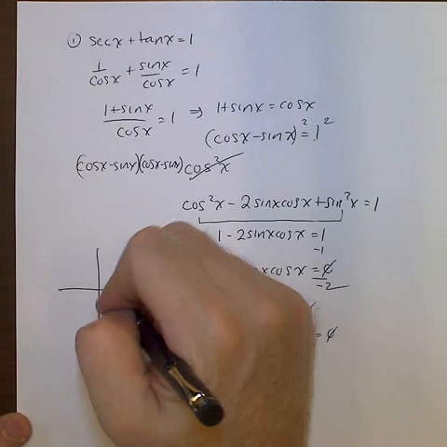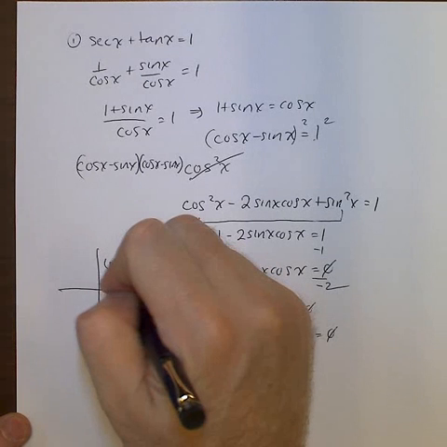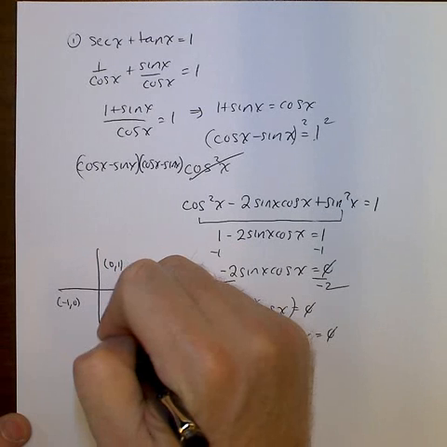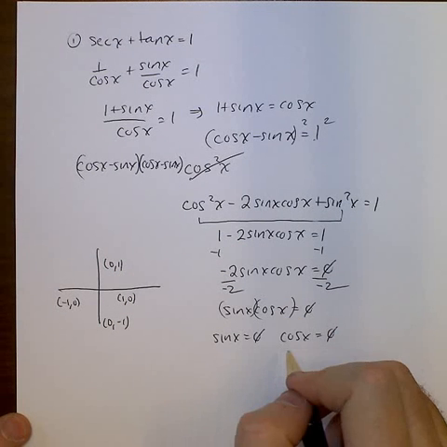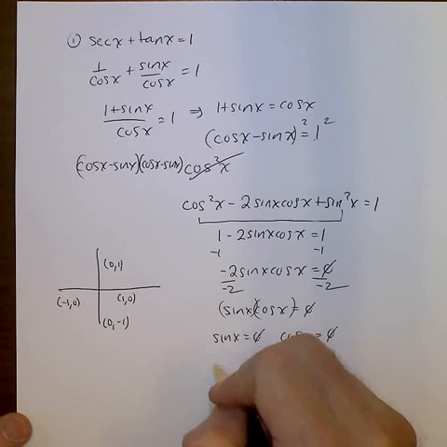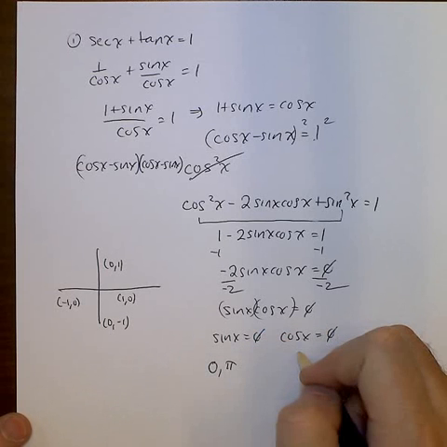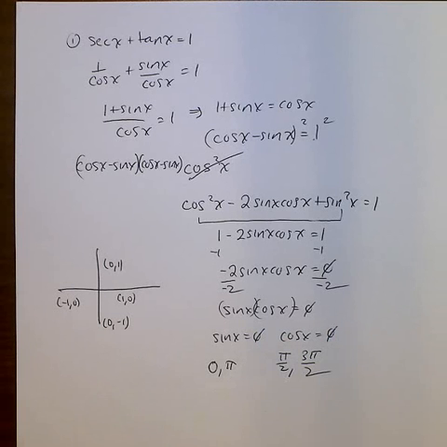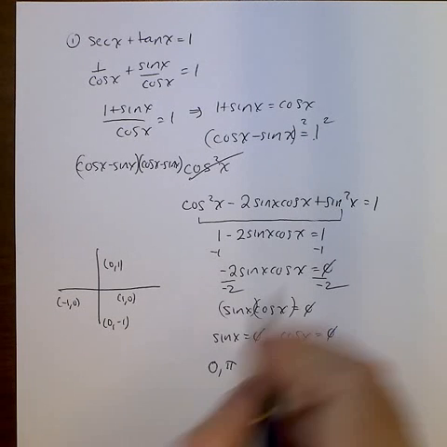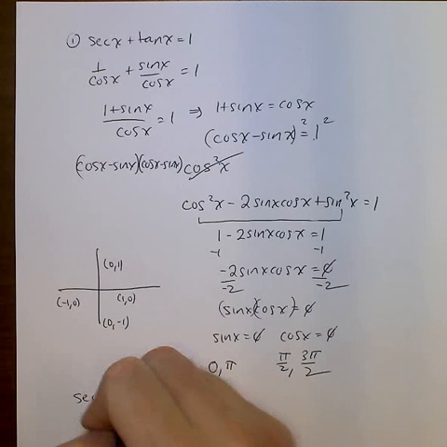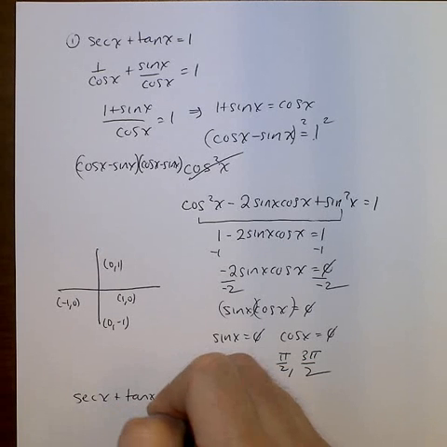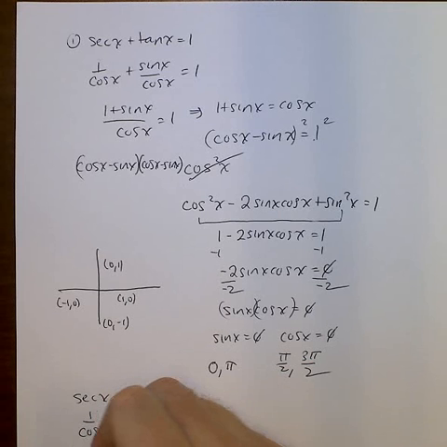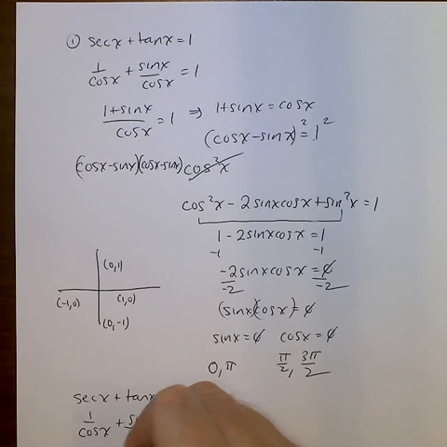Okay, we have 1, 0, 0, 1, negative 1, 0, 0, negative 1. Where's the sine 0? The sine is 0 at 0 and pi. The cosine is 0 at pi over 2 and 3 pi over 2. But what you have to do, since we squared both sides, is you have to go back and check each answer with the original. So the original, again, was secant x plus tangent x equals 1. But remember, we rewrote that as this. And now we test each solution.